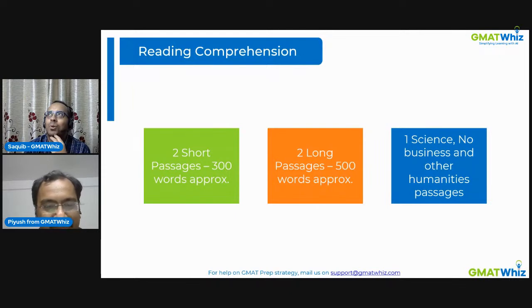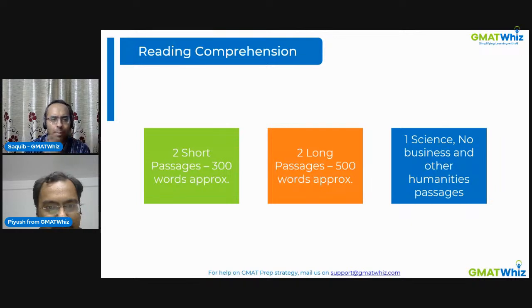Okay, so the first RC I got, after I think I was done with 4 or 5 questions, was a pretty short 300 word passage. So at that point, I thought for 5-10 seconds, am I getting an easy question? This looks too short as far as an RC passage is concerned.